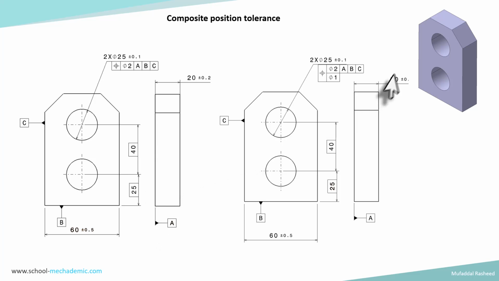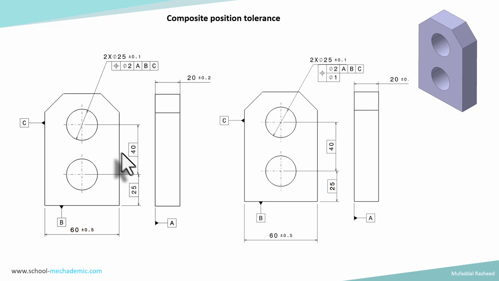The datum feature A is this surface, the large surface datum feature A. Datum B is a surface at the bottom as shown, the bottom surface of this block. Datum feature C is the side surface, this surface of the block. And then the holes are being controlled with respect to their position within a cylindrical tolerance zone of 2 mm with respect to datum A, B and C.